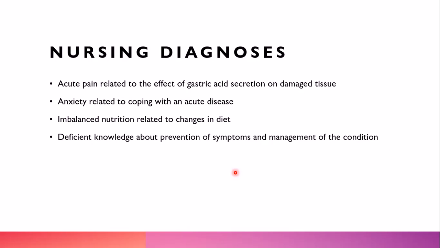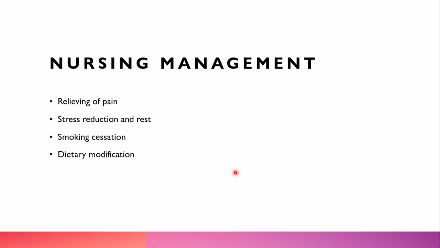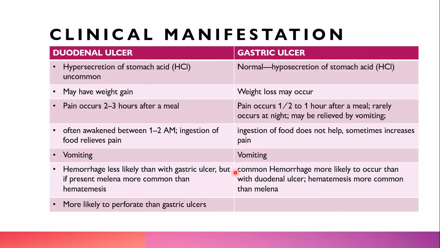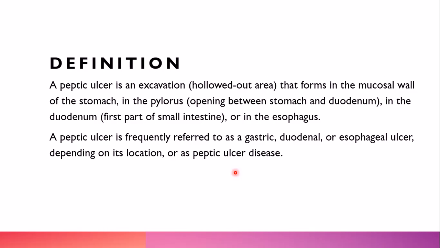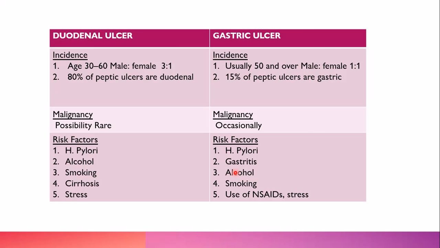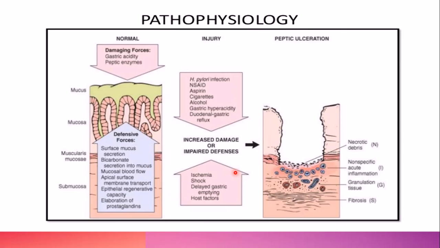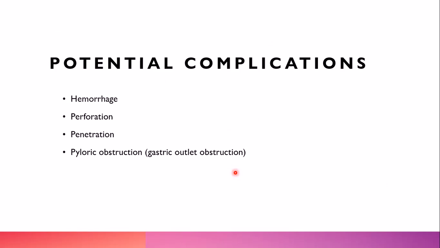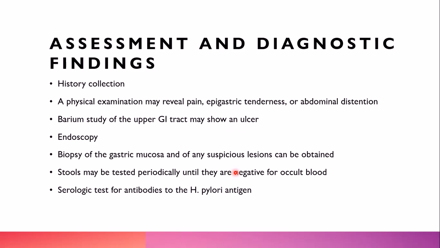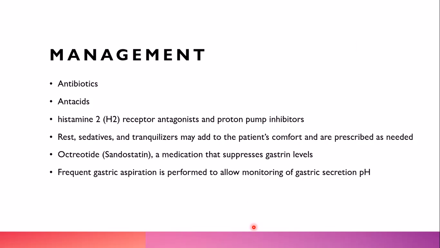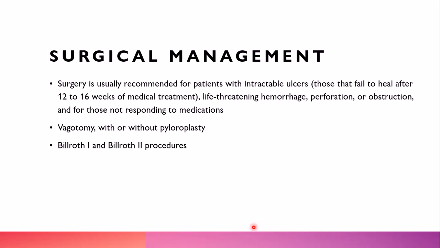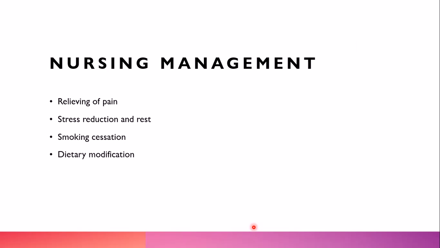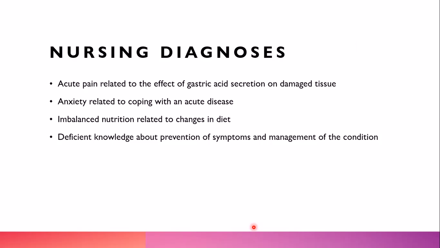I'll just give you a look again. We started with the definition. Moving on to the incidence, risk factors, signs and symptoms, pathophysiology, potential complications, assessment and diagnostic findings, management, medical management, surgical management, nursing management, along with the nursing diagnosis. So here we have finished our peptic ulcer topic, which is very important.